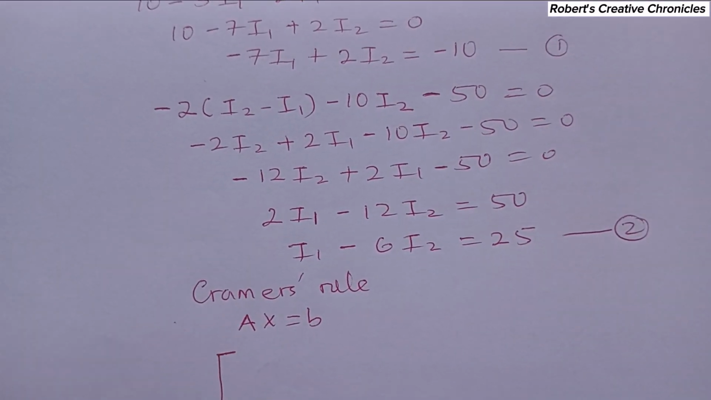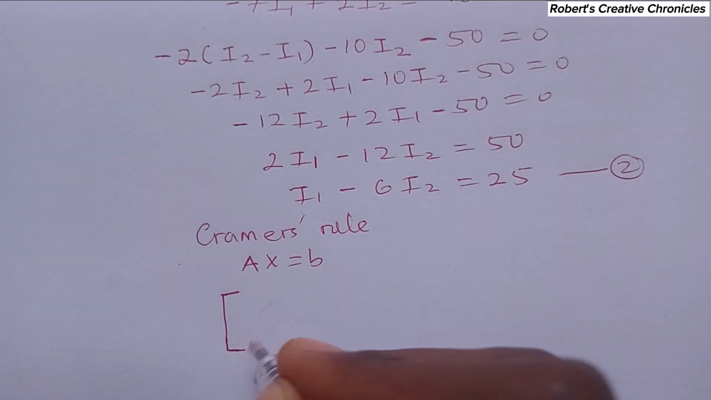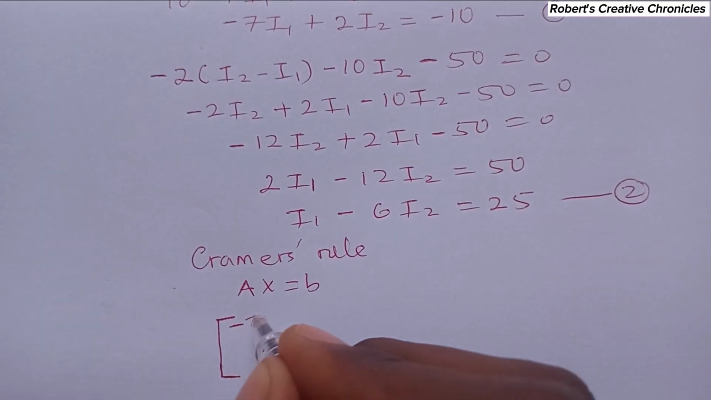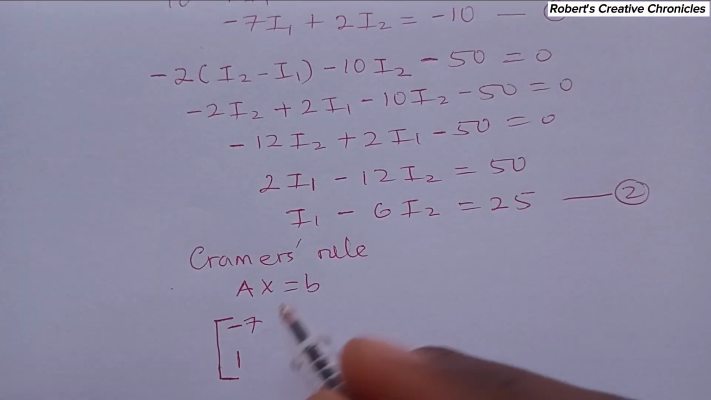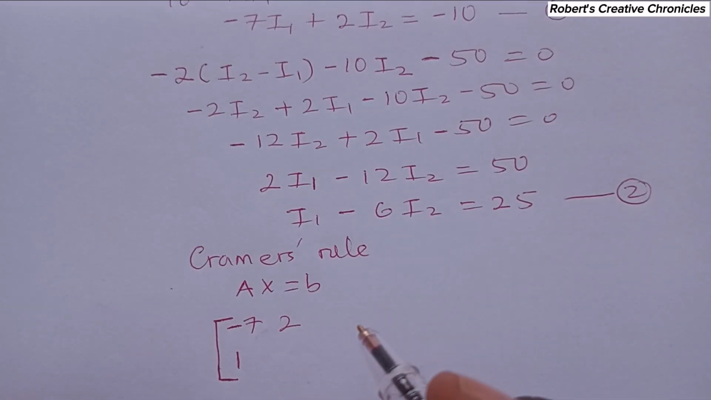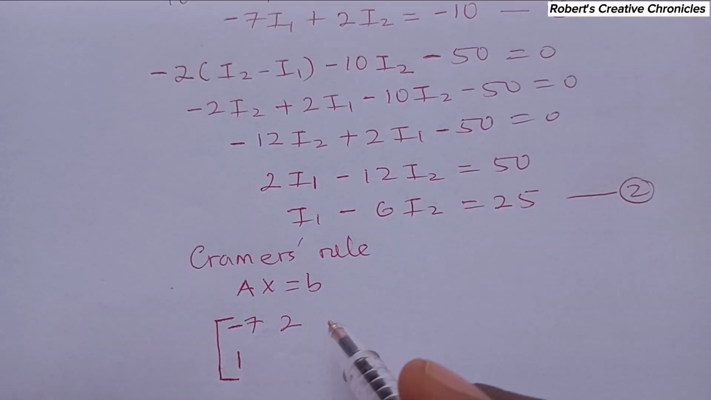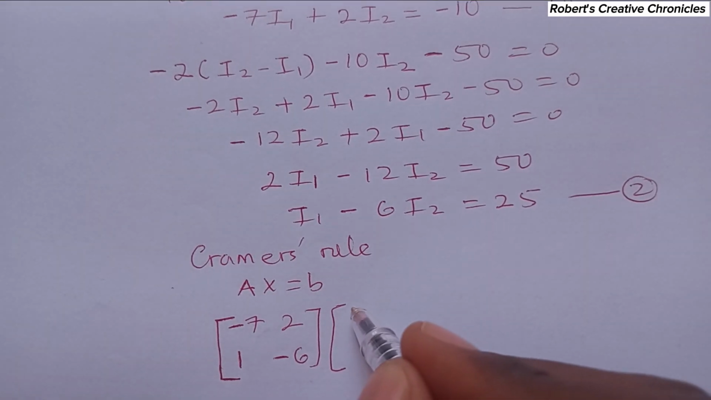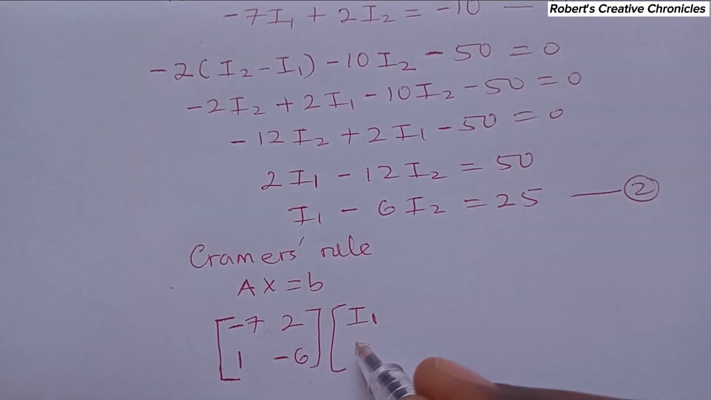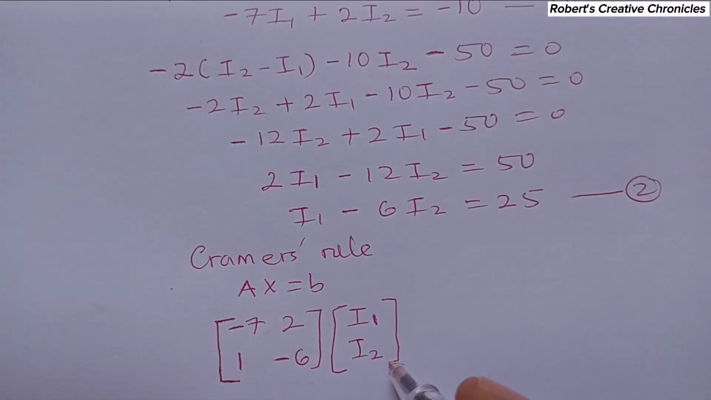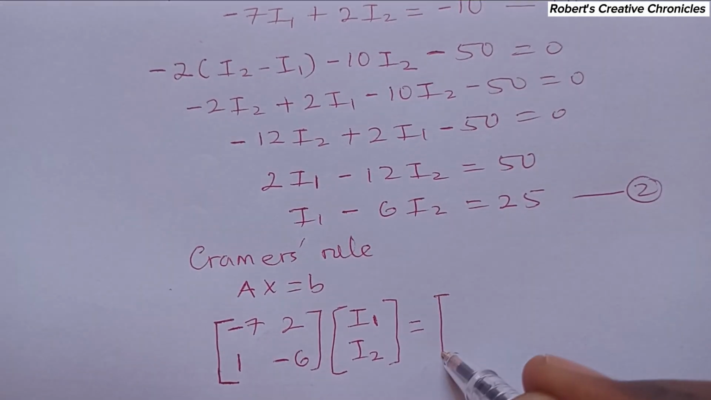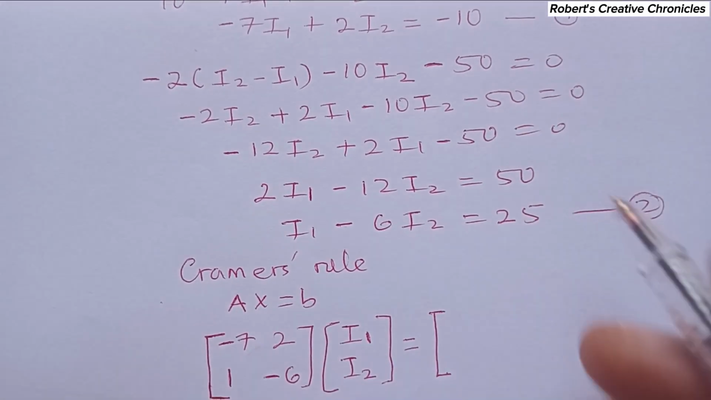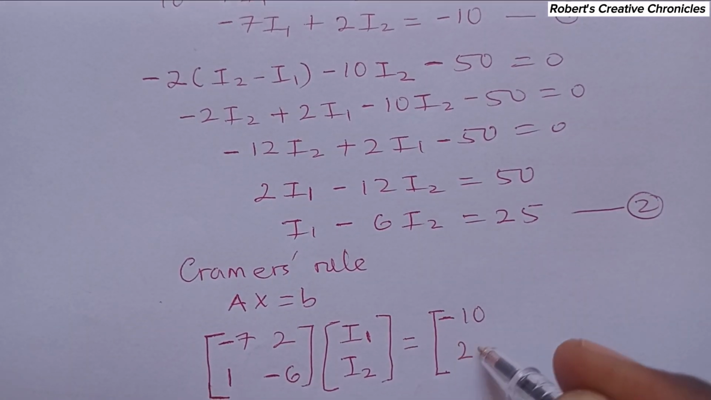So this becomes negative 7 and 1, then 2, which is this, and negative 6. Then our currents are I1, I2, and then B is negative 10 and 25.